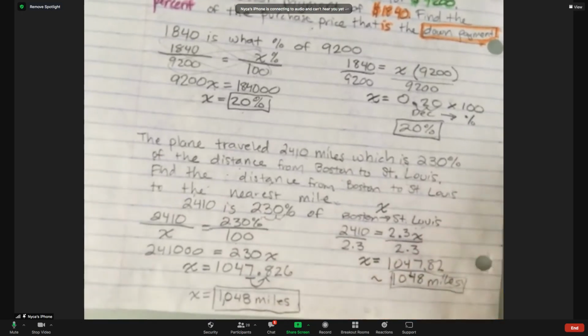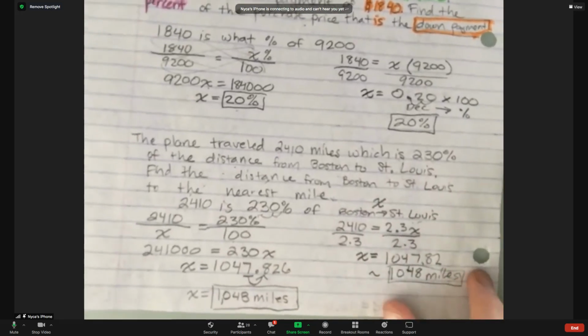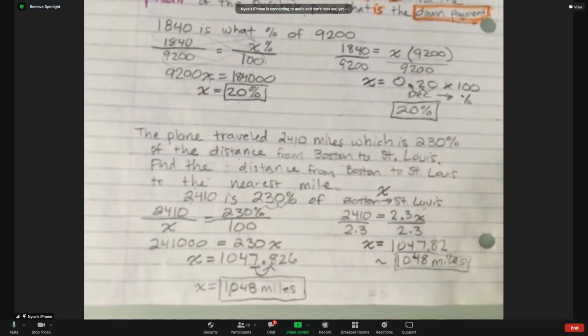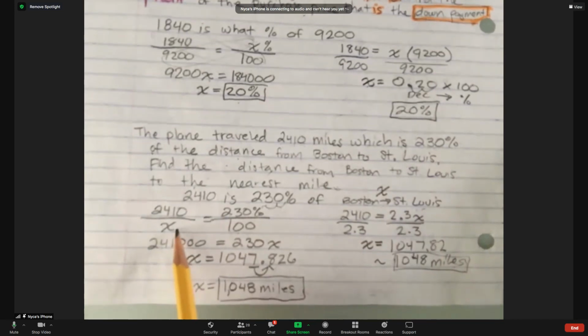So it doesn't matter which one you pick, they both work. The key is finding out what is the part, what is the whole. Again, if you're given the percent, that will help you. If it's over 100%, you know it's going to be top heavy. If it's less than 100%, then you know that it is going to be bottom heavy and that the whole is going to be larger.